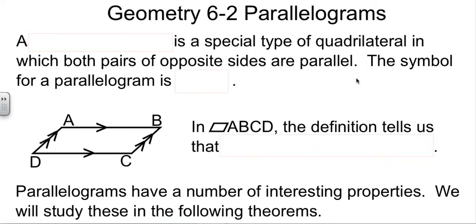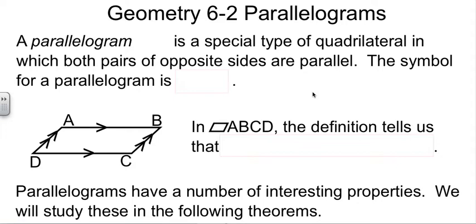This is Geometry Chapter 6, Section 2, in which we will be studying parallelograms. Before we can study them, we need to know what they are. So a parallelogram, I'll bet you could have filled that blank in without even me clicking that, is a special type of quadrilateral. It means it's got four sides. And here's the deal. Both sets of opposite sides are parallel.